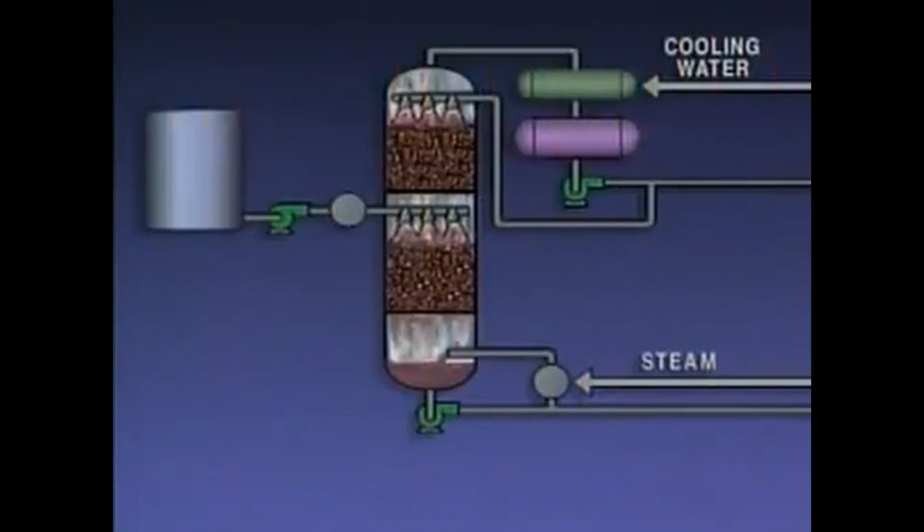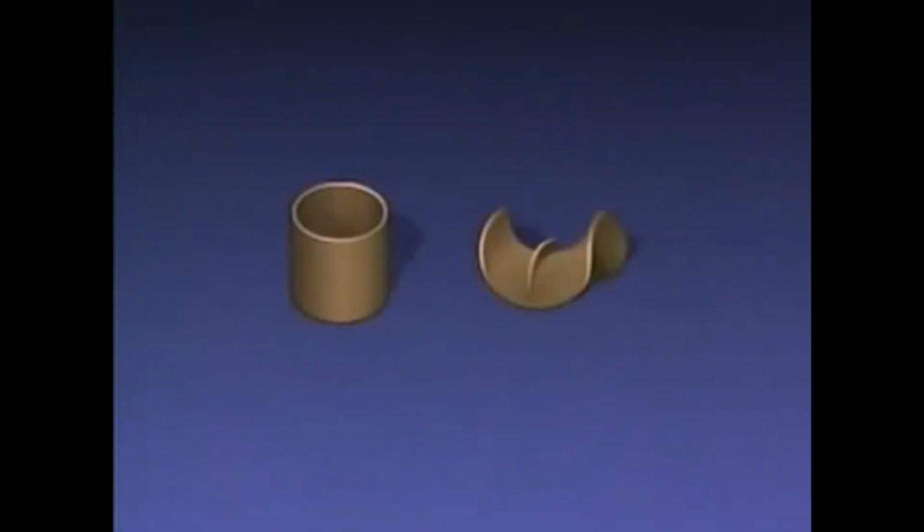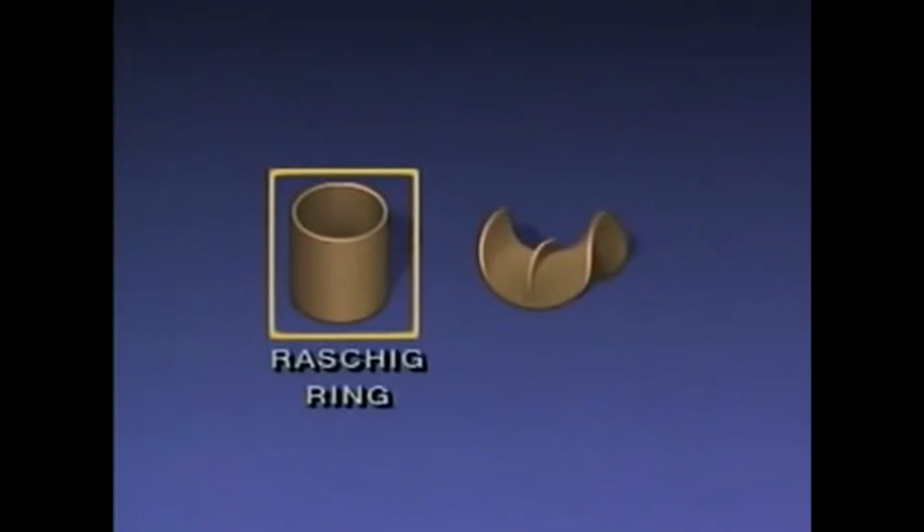Another type of tower, called a packed tower, contains layers of devices called packing instead of trays with bubble caps. There are many different types of packing. Some towers have sections that are filled with cylindrical rings like the one illustrated here. It's known as a Raschig ring.